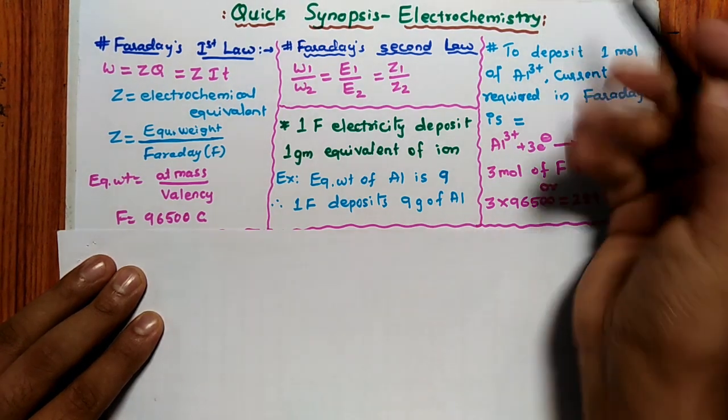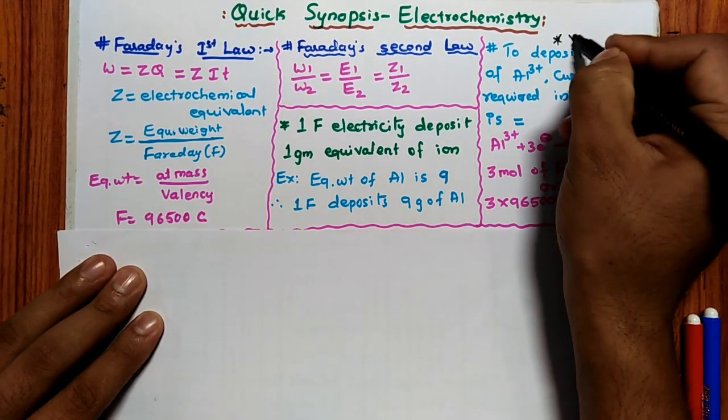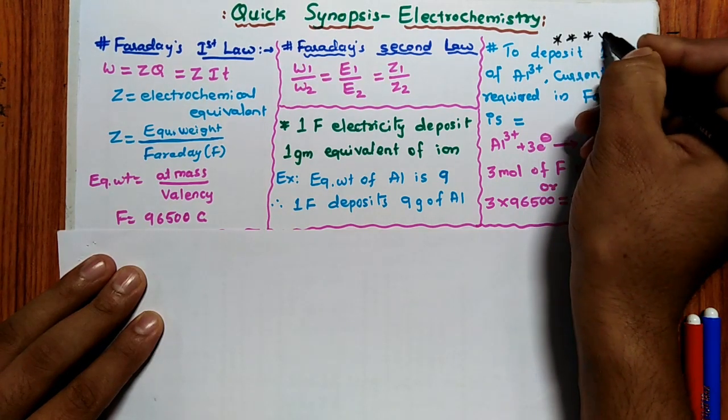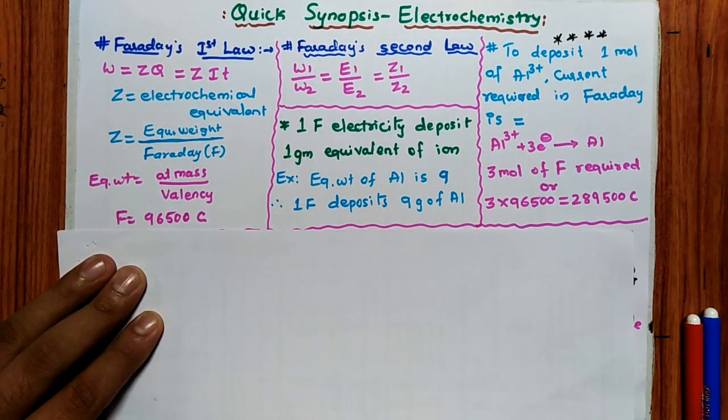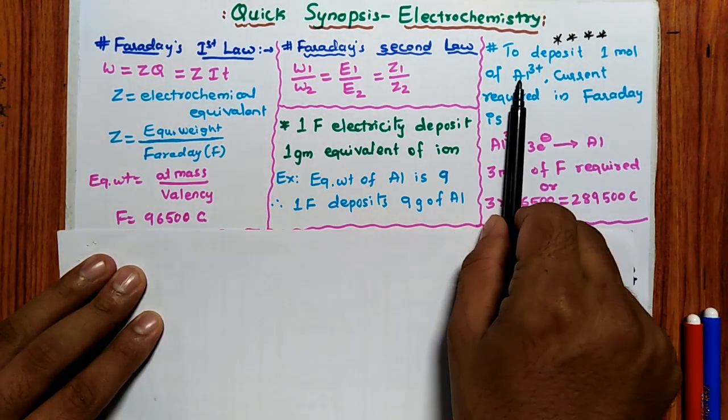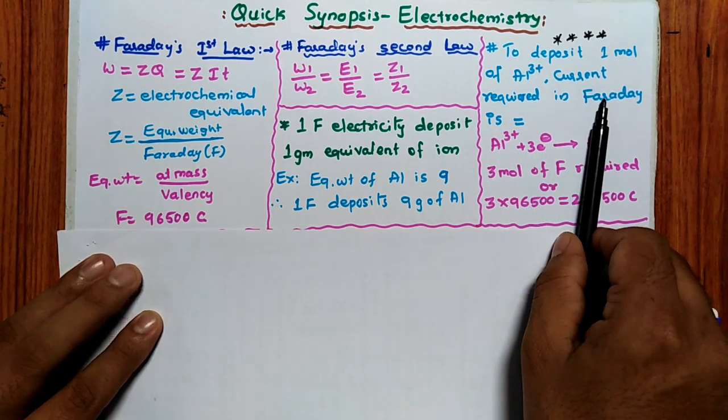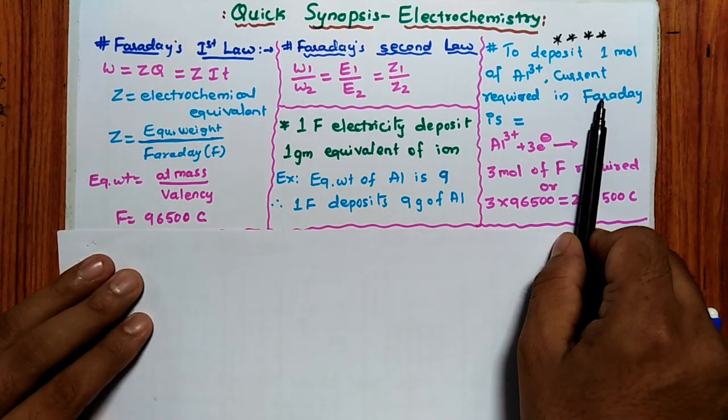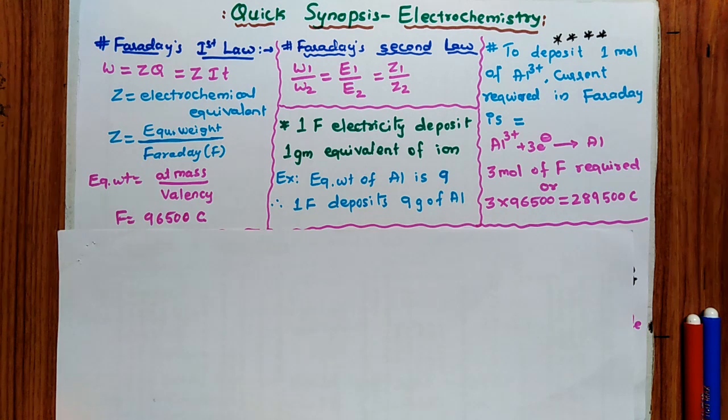And this is a very important part in KCET. It is asked 2 to 3 times in the 2014 to 2018 papers. I will show you. If the question is: to deposit 1 mole of Al3+, how much current is required, in Faraday or in coulomb? If the question is like this, how to solve it?